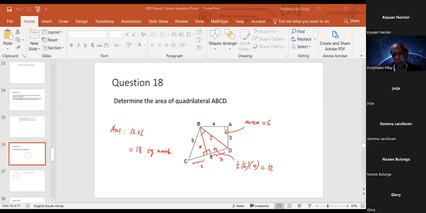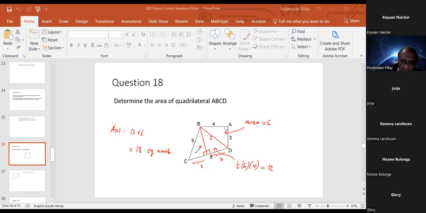So the idea here was to split the quadrilateral into two. One of them is a right angle triangle, and the other one turns out to be isosceles. And I told you a method of finding the area of an isosceles triangle. Don't forget that. Whenever you got an isosceles triangle and you want to find the area, split it down the middle as we have done. And you'll get two right angle triangles. And you know how to find the area of a right angle triangle.